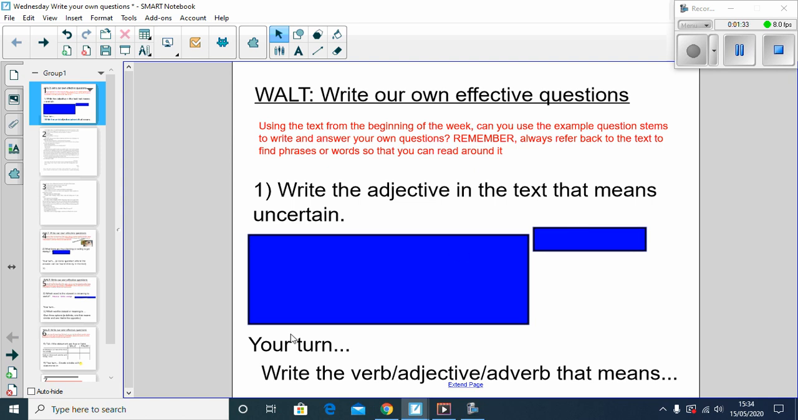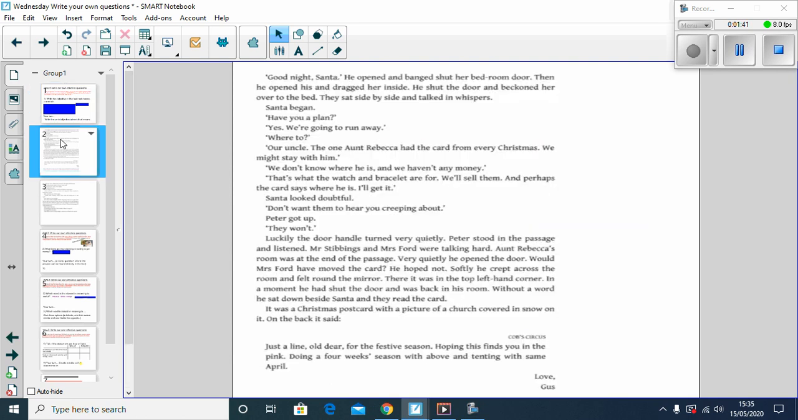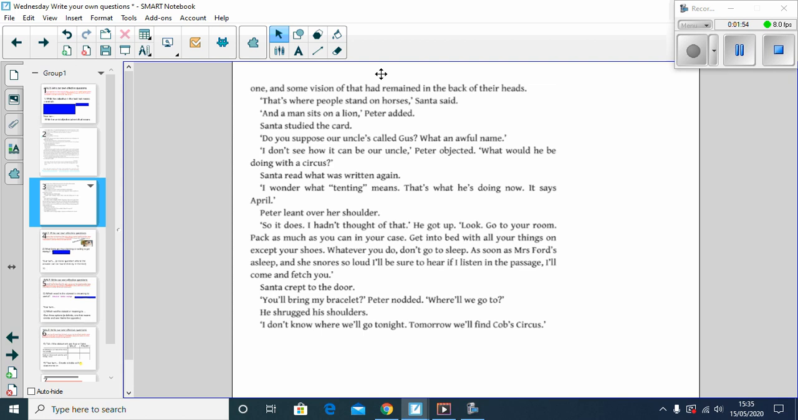So it's your turn to do this. You will have to write the, and then you'll have to pick a verb, adjective, or adverb from the text. Having a look at the text, there's quite a lot for you to choose from. Verbs: you've got banged, beckoned, dragged, the word whisper, creeping or crept. And if I look on the next page, you've got the adjective awful, or the verb objective, and there's probably many more to pick from.